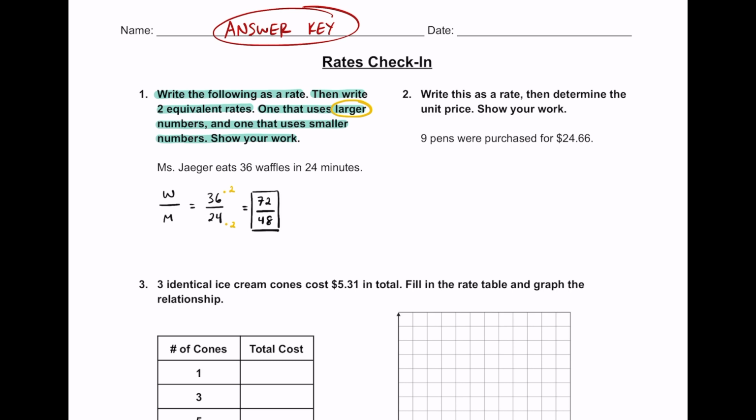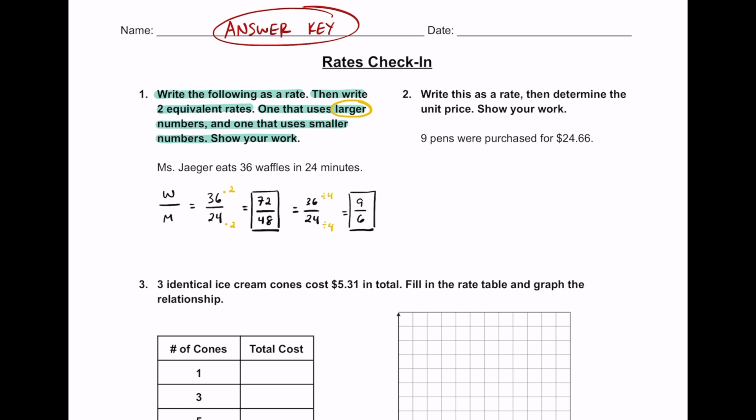And for the one with smaller numbers, let's take that original ratio of 36 and 24. To get smaller numbers, we just have to divide by something that they are both divisible by. I know 4 is a common factor of both of these, so I'm going to choose 4 just to keep whole numbers here. And we'll have 9 on top and 6 on bottom. So these are two equivalent rates, 72 waffles in 48 minutes and 9 waffles in 6 minutes. These are both solutions that are equivalent, okay?